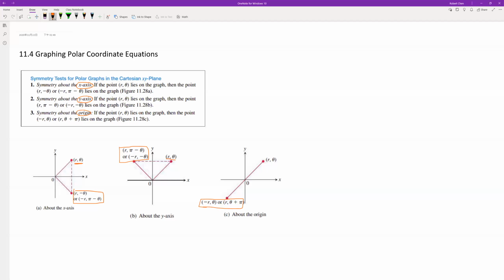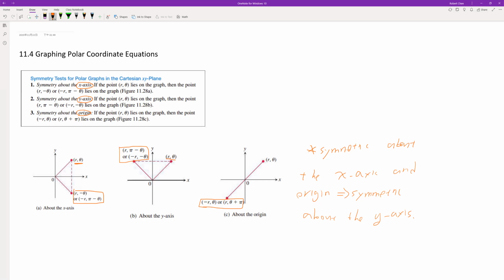Also, if it's symmetric about the x-axis and origin, then it implies it's symmetric about the y-axis. And it also implies the other way as well.